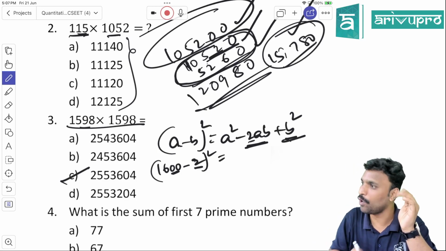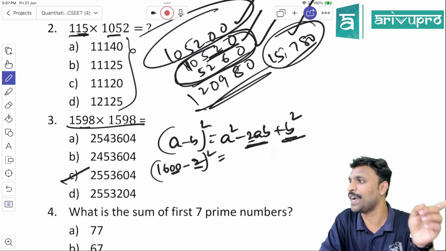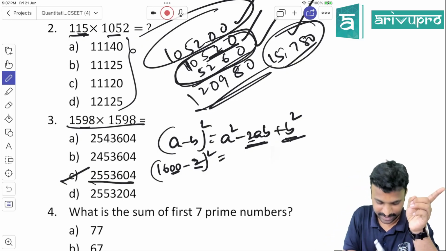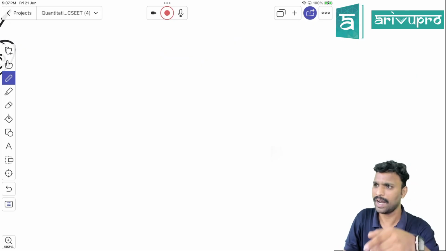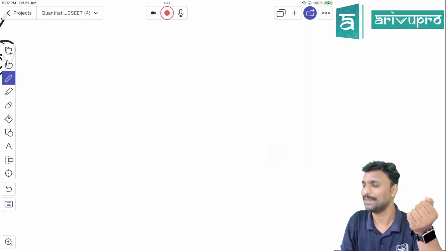But you have to add 4. 53,604. First two digits are 25. 255 3604. Answer. You want to try one more similar to this? Try it. You have to try, then only your mind will work.